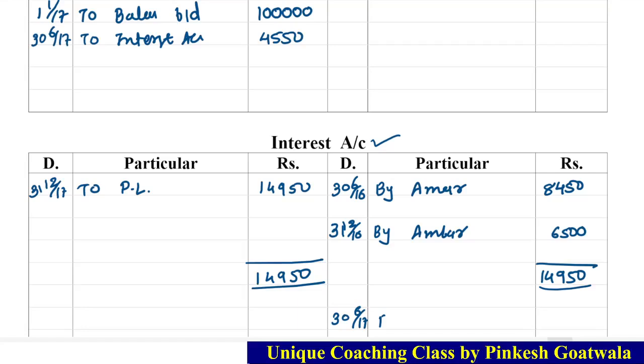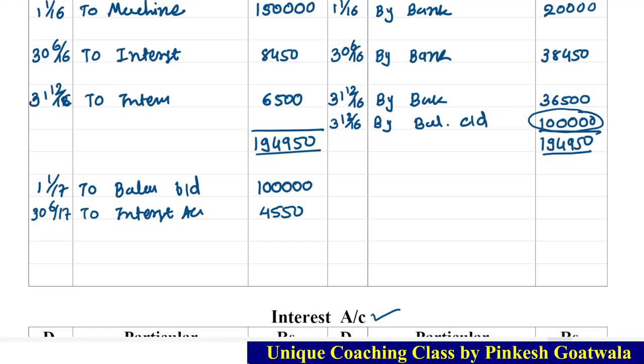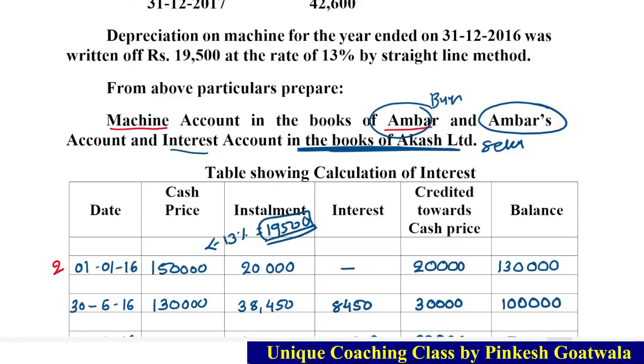Next journal about the installment. Here he received the installment. So bank account debit to Amber. So in the Amber account, it comes on the credit side. Installment amount 34450. Clear? Then the next journal on 31st December 17.